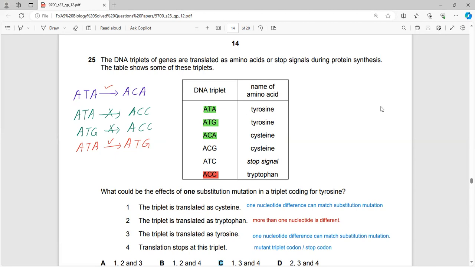So it means it is a correct statement. The triplet is translated as cysteine. It's possible, for example, if you do one replacement of T into C, that will produce cysteine. So this is a correct statement.